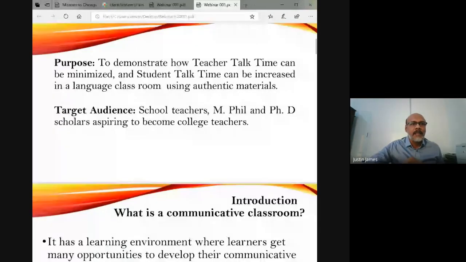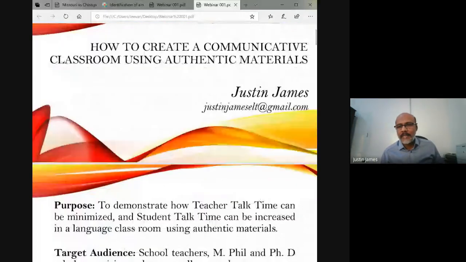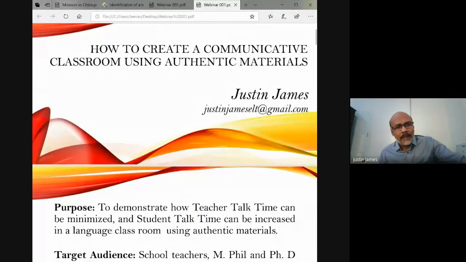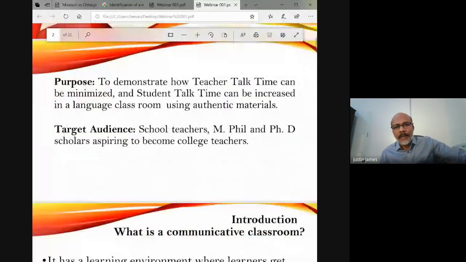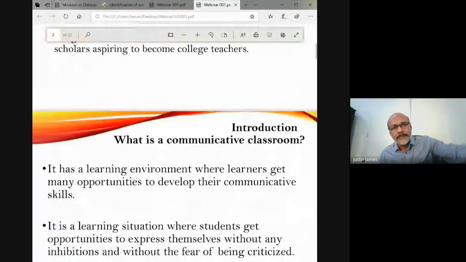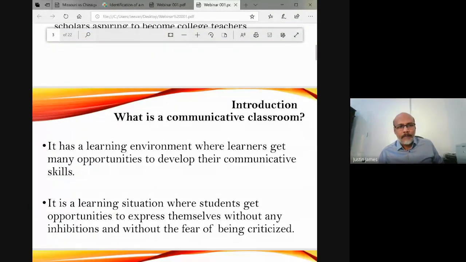The topic of my presentation is how to create a communicative classroom using authentic materials. This presentation will be a kind of complementary one, running along with the theory you just heard from Dr. Ankita. She discussed at length how to reduce the teacher's talk time and enhance students' talk time in a class. I'm going to demonstrate how this can be achieved. I'm not going to go back and forth between the theory and the practice. I'm just going to discuss how this can be practically implemented in a classroom situation.